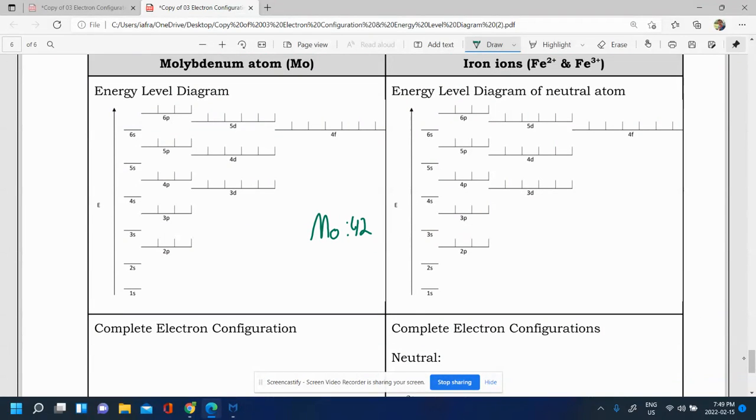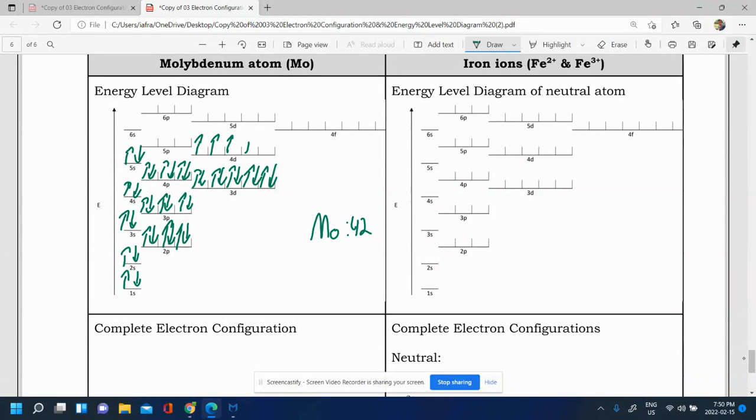And I'm going to place them into this diagram here. So 1, 2, 3, 4. Let's fill these out. So far that's 10, 11, 12, 13, 14, 15, 16, 17, 18, 19, 20, 21, 22, 23, 24, 25, 26, 27, 28, 29, and 30. And then 31, 32, 33, 34, 35, 36, 37, 38, 39, 40, 41, and 42.